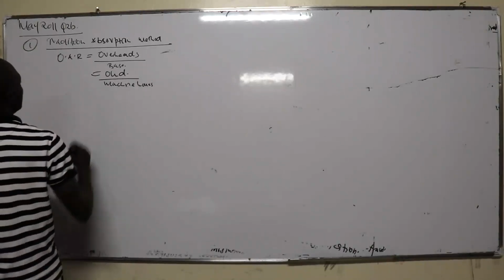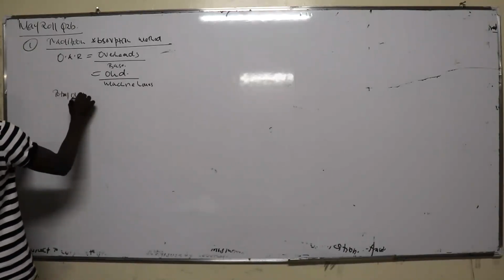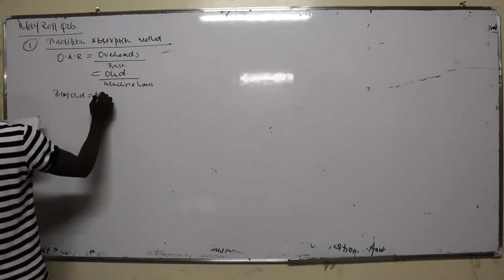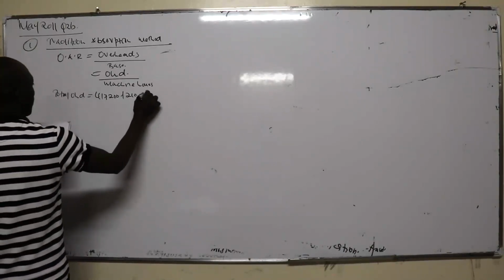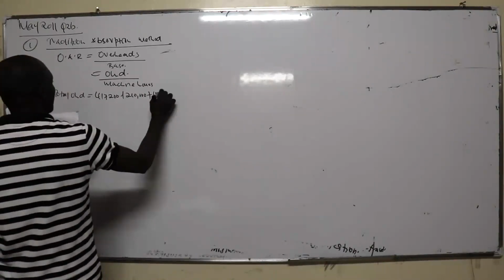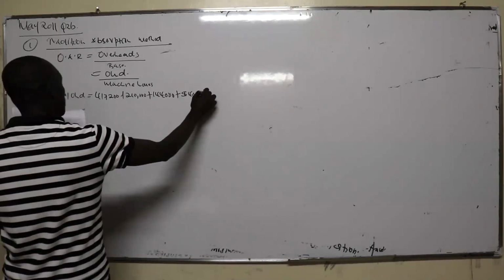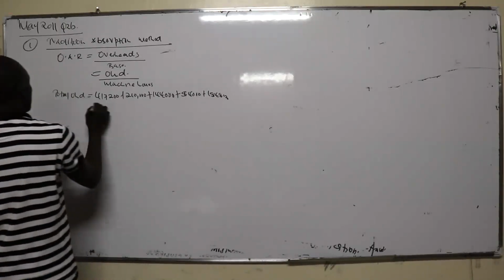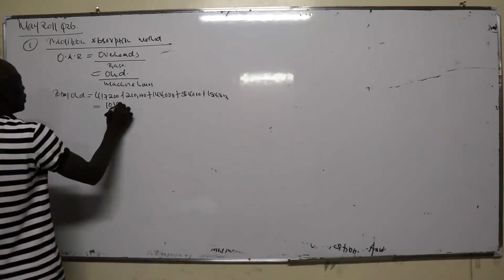So the total overheads here, you're going to add 417,200 plus 210,000 plus 144,000 plus 84,000 plus 184,800. So this one is going to be the total overheads. This is going to give you 1,040,000.